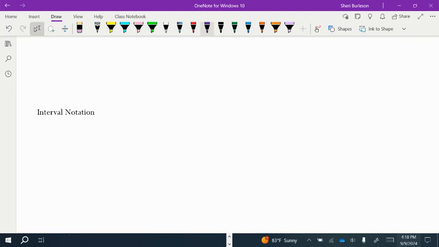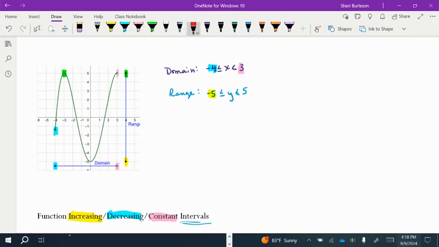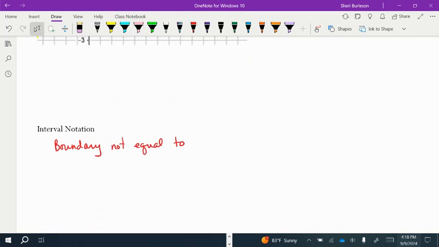So for interval notation, if the boundary is not equal to, so in this example for our domain, that's where we had the open circle. It is approaching, but it doesn't actually ever take on a value there. We are going to use a parenthesis. So that would be when x is less than some number, or when x is greater than some number, okay, that we're going to use a parenthesis if it does not say or equal to.